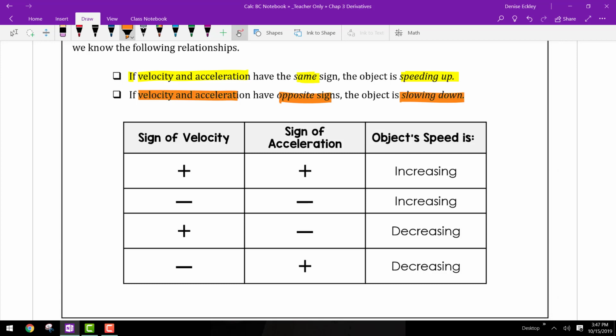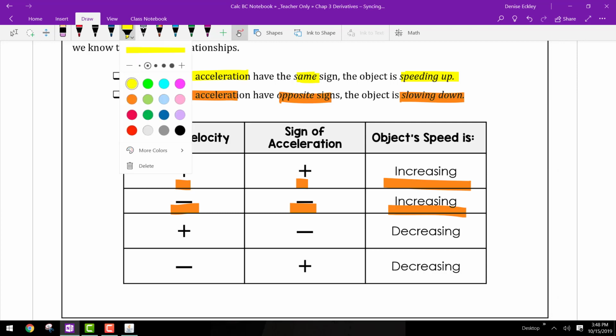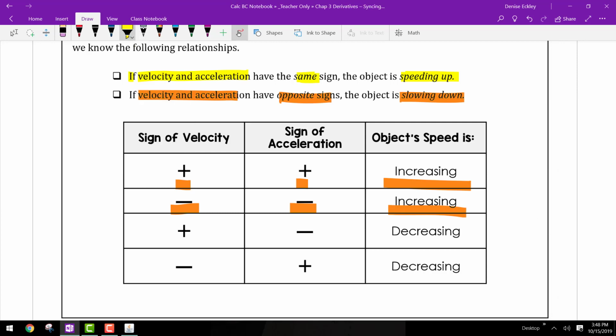So you want to remember that if your velocity and your acceleration are both positive, the object speed is increasing. If your velocity and your acceleration are both negative, the speed is still increasing. It's just increasing in the opposite direction. Now, if the velocity and acceleration have opposite signs, so let's say you have a positive velocity, a negative acceleration, you are decreasing. And the same thing is true if your velocity is negative, but your acceleration is positive, you're still decreasing.